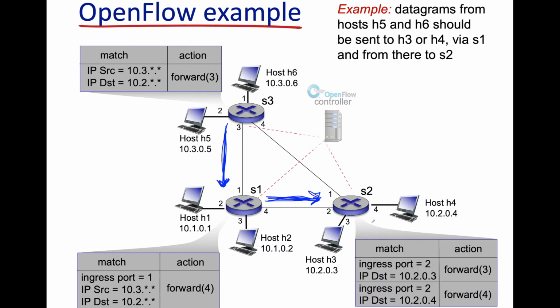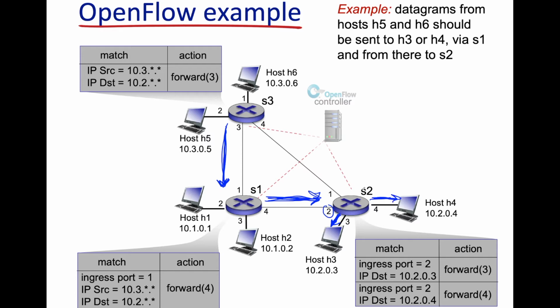And so now the match action rule for router S2 says if your ingress port is port number 2, that's here, and your destination IP address is 10.2.0.3, it's going to forward out port 3. That's down to this host H3. And likewise, if your destination IP address is 10.2.0.4, it's going to forward out port number 4. That's this edge out to host H4.